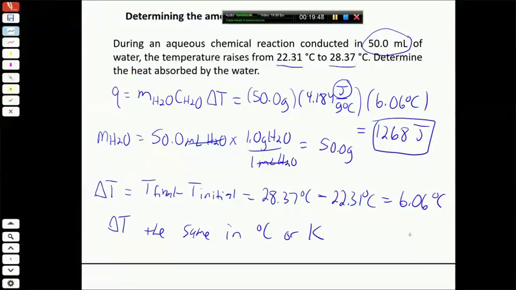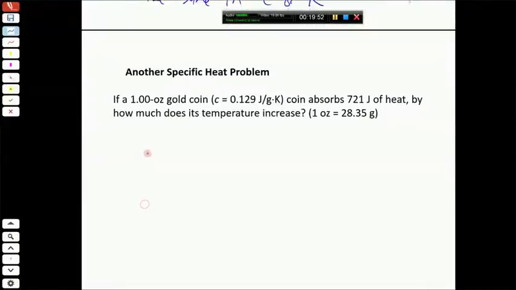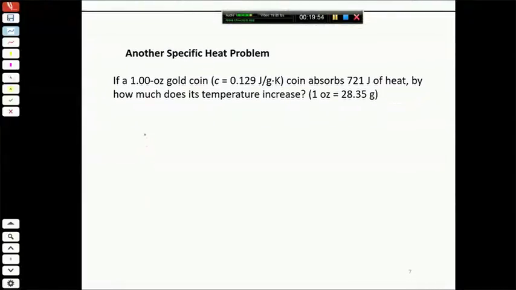So one final example, just to show you a slight variation on the same theme, is let's say we know how much heat we put into the substance. So we have a 1 ounce gold coin, and 1 ounce has an equivalent mass of 28.35 grams. And let's say that this 1 ounce coin absorbs 721 joules of heat, and we want to know how much its temperature increases. So we gave you the heat capacity here, which is 0.129.